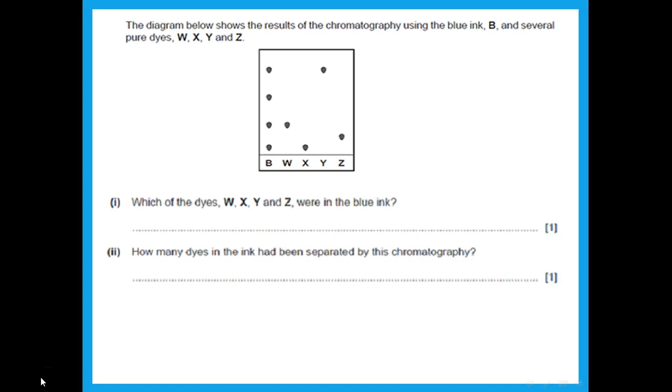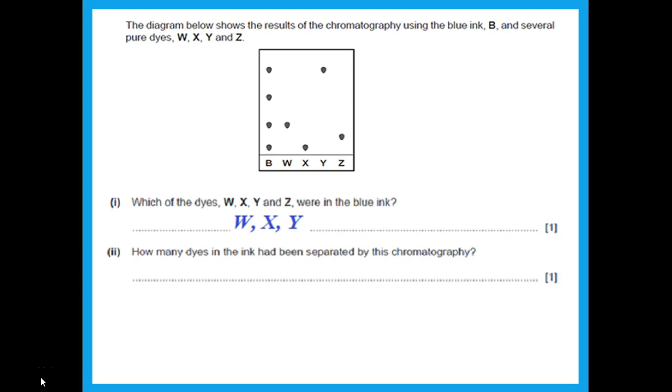So B has 4 spots on top of each other. What spots are the same height? The one from X is the same height as that lower one in B. The one in W is the same as that middle one in B. And the one in Y is the same as that top one in B. So B must contain W, X, and Y, since it has spots the same height as W, X, and Y.